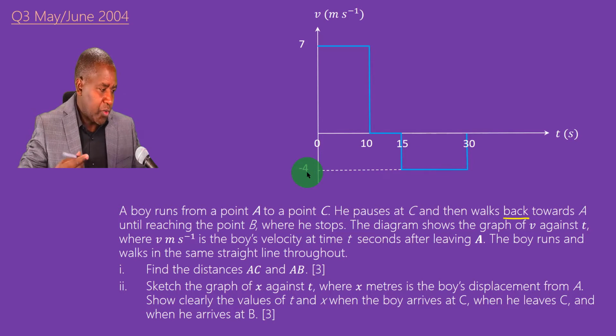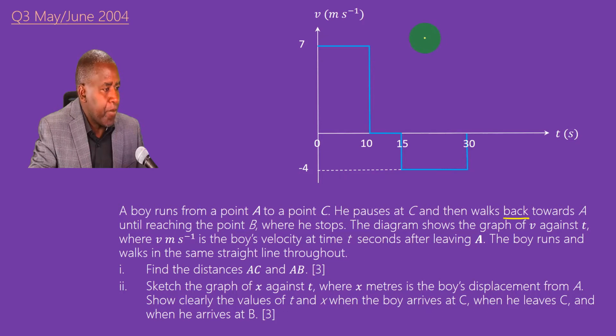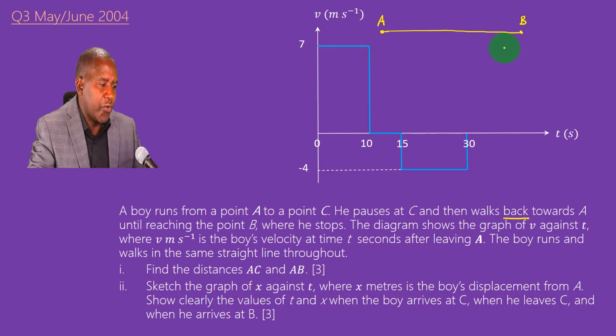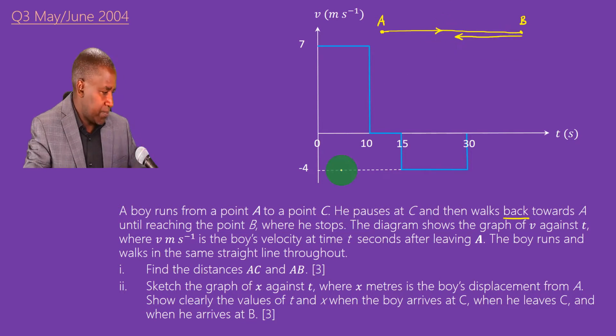So let's see, what kind of situation are we talking about here? A boy starts from point A. Let's say this is point A. Runs like this all the way to point B, pauses there for 5 seconds, and then walks back like that.